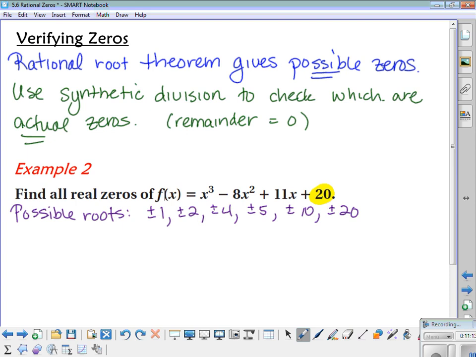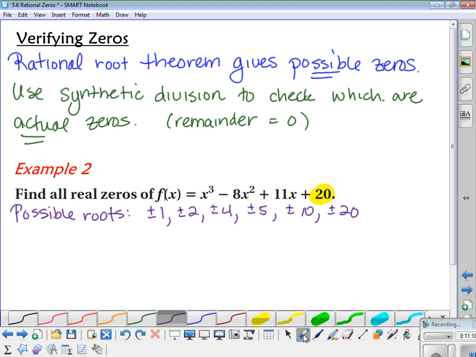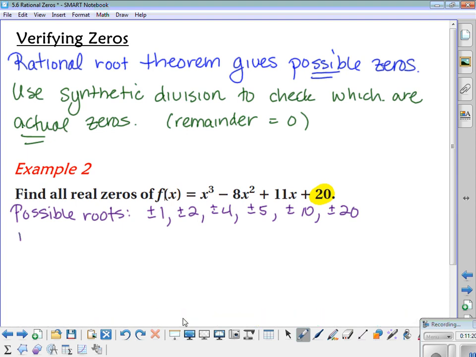So typically I would start with the small numbers, the easy numbers. What's the easiest number? 1, right? So let's try 1 and see what happens. So my coefficients are 1, negative 8, 11, and 20. So if I bring down the 1, 1 times 1 is 1. Add those together, I get negative 7. 1 times negative 7 is negative 7. Add those together, I get 4. 1 times 4 is 4. I end up with 24. So I have a remainder. That means 1 is not a 0.